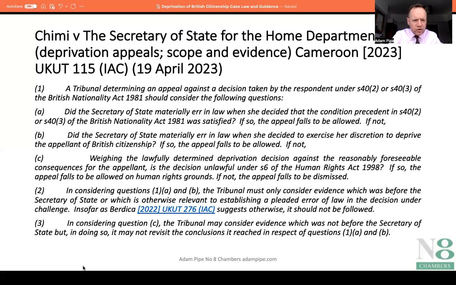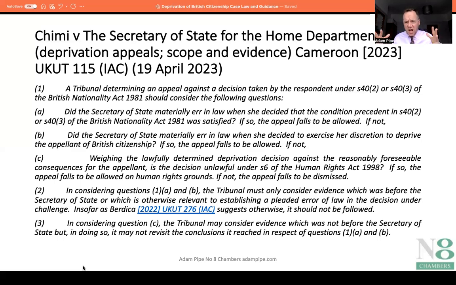So in paragraph 2 of the head note, it says, in considering questions 1A and B, so that's the condition precedent and the discretion, the tribunal must only consider evidence which was before the Secretary of State or which is otherwise relevant to establishing a pleaded error of law in the decision under challenge. So you can have evidence that wasn't before the Secretary of State in relation to questions 1A and B, but it's got to relate to that pleaded error of law.